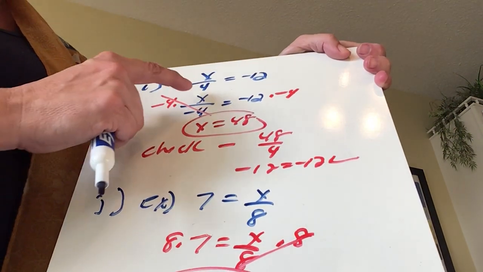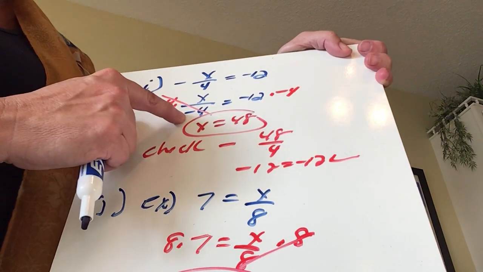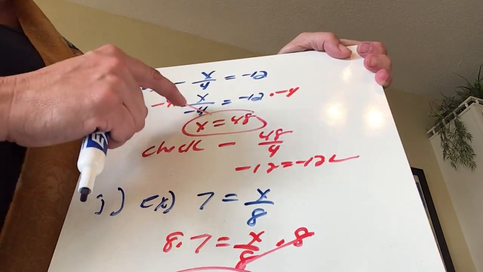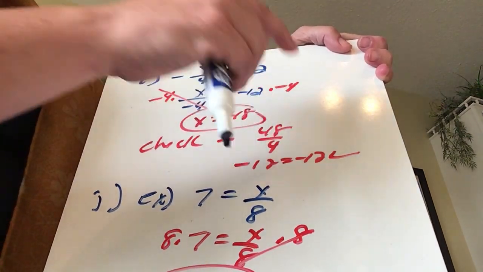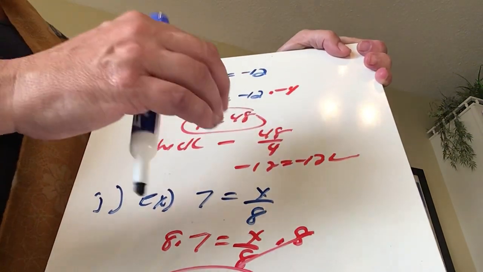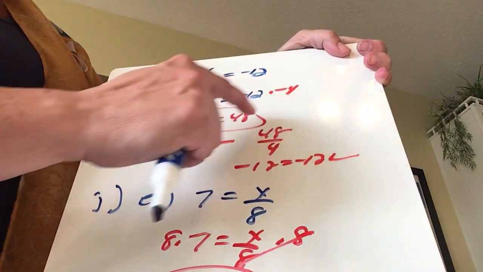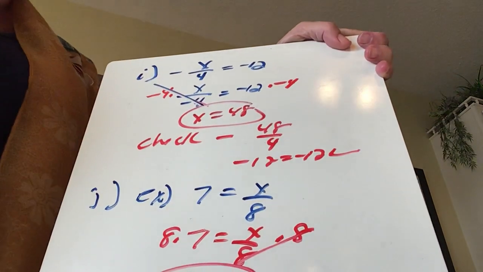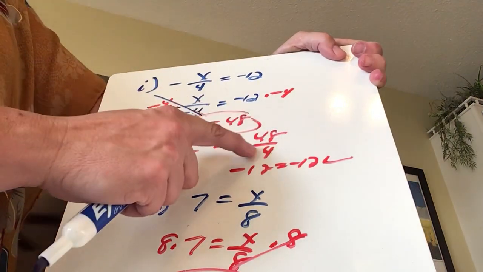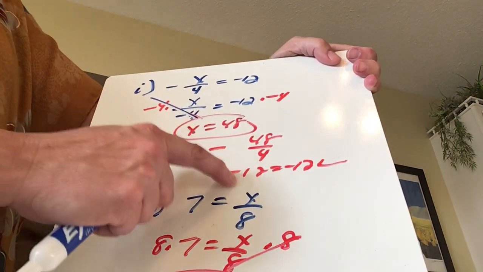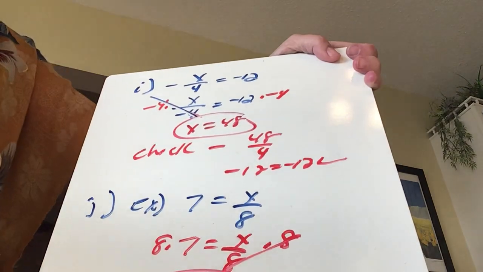What's the -4 doing to the x? It's dividing. How do you undo division? By multiplying. What I do to one side, I do to the other. The -4's reduce. A negative times a negative is a positive, and it's a positive 48. Okay, let's check it. Put it back in. 48 over 4 is 12, and there's a negative hanging out. Yep, that's a true statement.